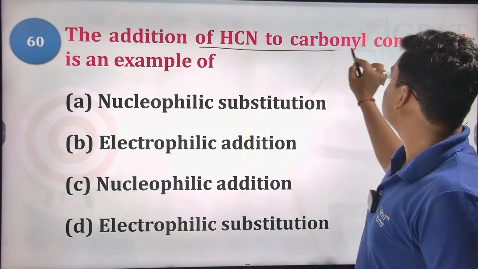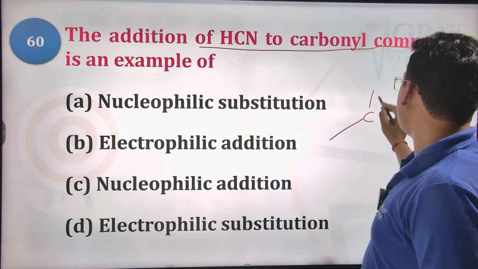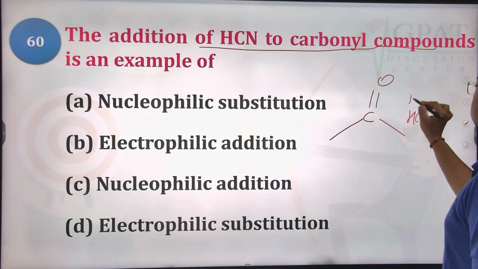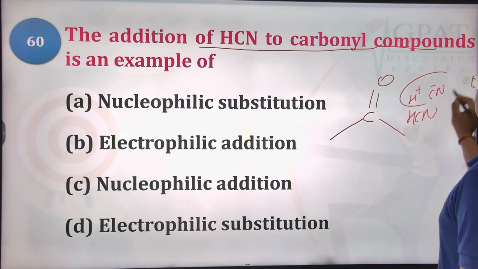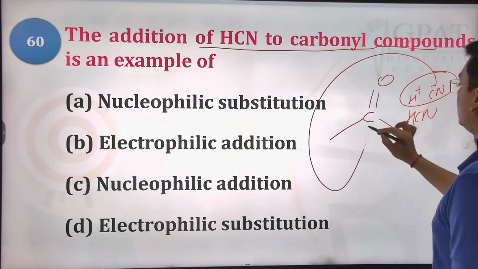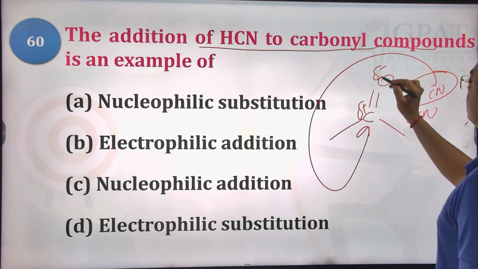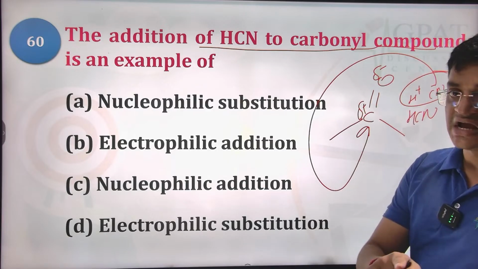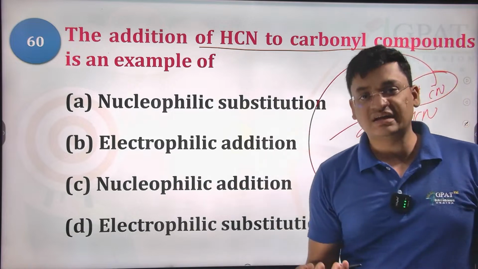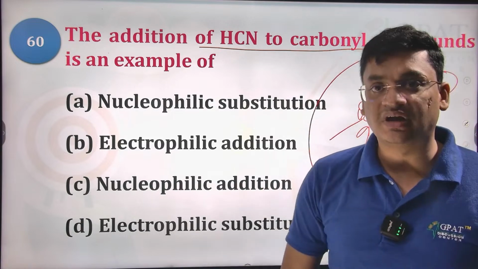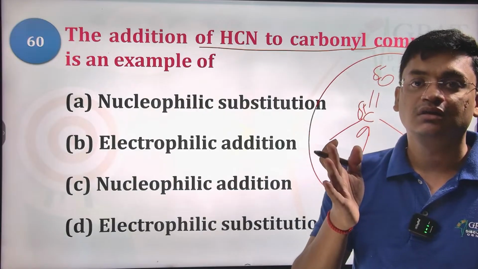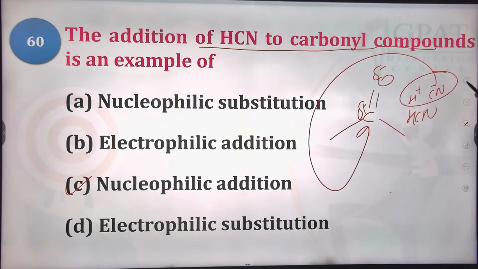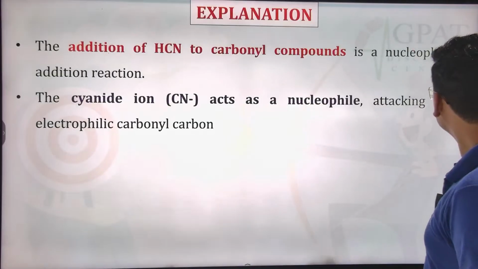The addition of HCN to a carbonyl compound. We are having a carbonyl compound. When HCN reacts with this carbonyl compound, it is basically H plus and CN minus. This CN minus attacks this carbonyl carbon that is having electron deficiency. So this is a case for nucleophilic addition reactions. This HCN or the Grignard reagent gets added to the carbonyl compound, and these kinds of reactions are known as nucleophilic addition reaction. C will be the correct answer.